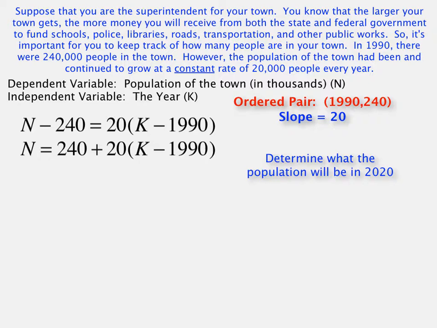Of course, we could just as easily use this equation to determine what the population would be in the year 2020. We just substitute 2020 in for our year variable.